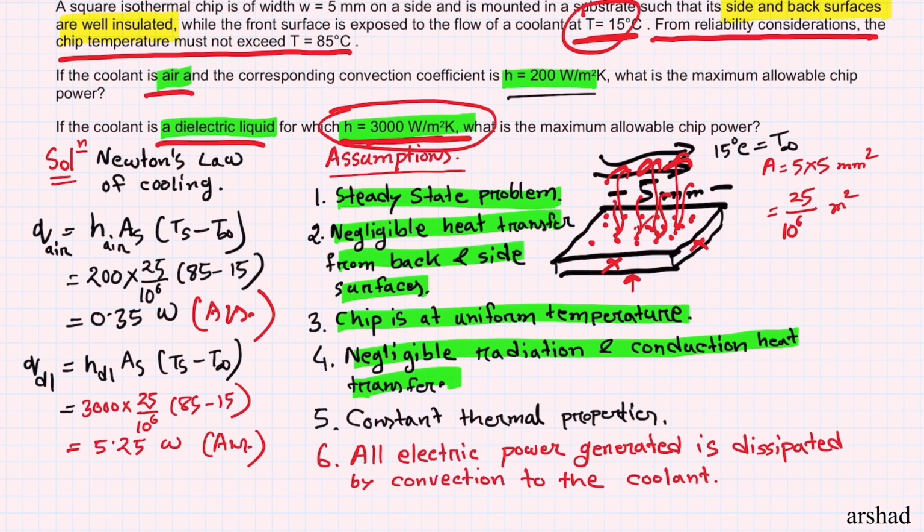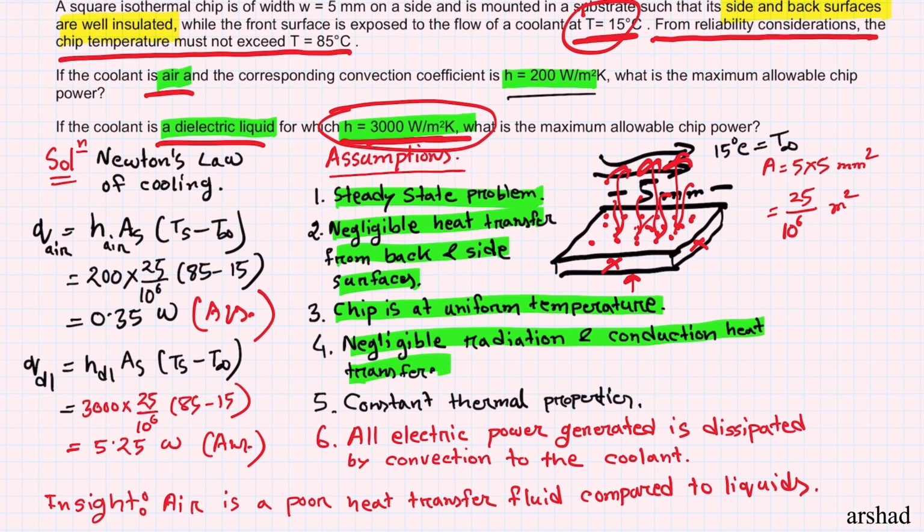So after solving this problem, we see that depending on what kind of fluid we are using, the convection coefficient is going to be different, and it's going to have an effect on the amount of heat that is transferred. So we can write this insight as follows: air is a poor heat transfer fluid compared to liquids. We can use this knowledge for solving many heat transfer problems or to gain some preliminary insights that might give us some idea about how to solve a heat convection problem.